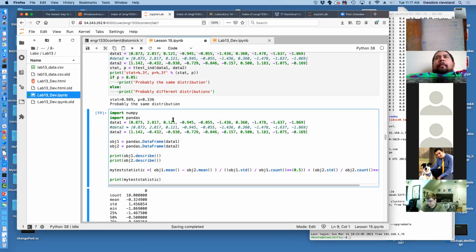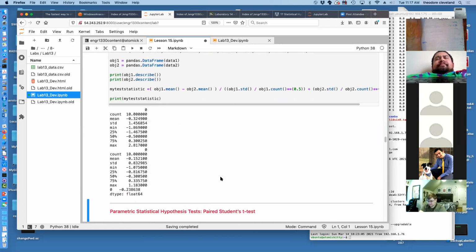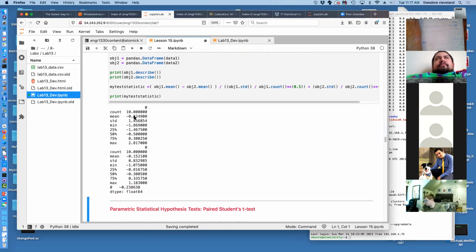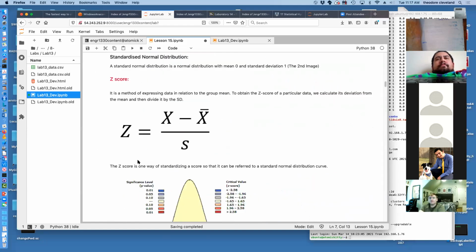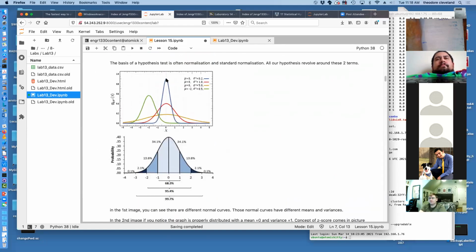I want to learn more about the two data series. Our data 1 had a mean value of minus 0.32 and a standard deviation of 1.4. Our data 2 had a mean value of minus 0.15 and a standard deviation of 0.83. So our data 2 series is actually quite a bit narrower than our data 1. Our data 2 might be the blue curve, and our data 1 might be the red curve.